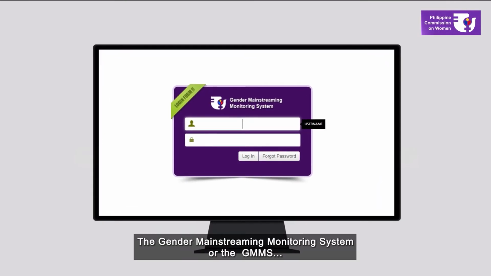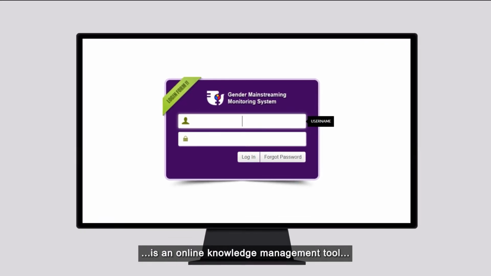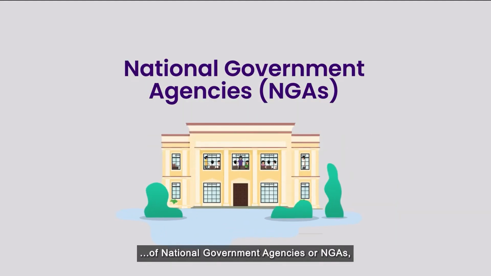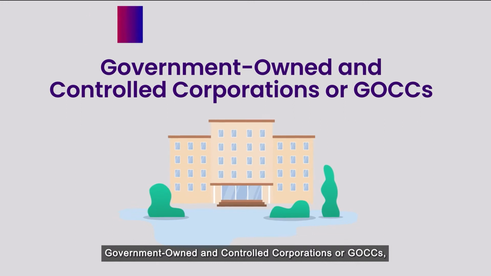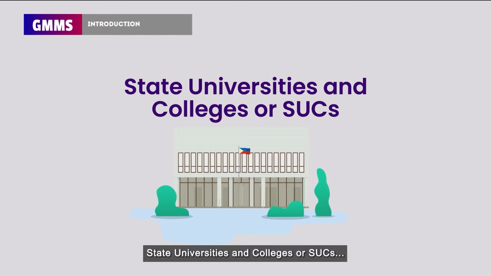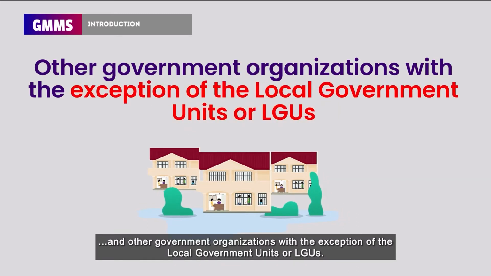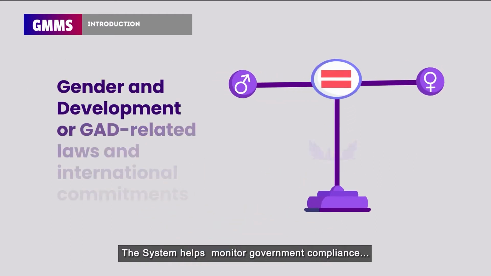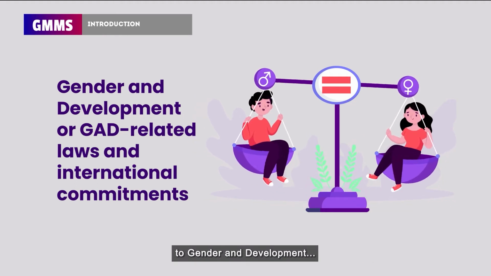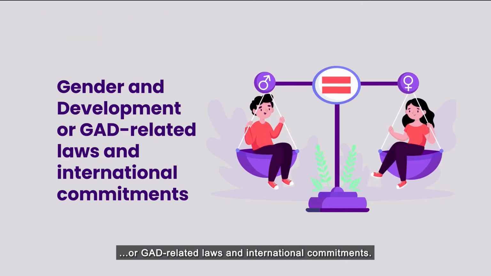The Gender Mainstreaming Monitoring System, or the GMMS, is an online knowledge management tool to monitor the gender mainstreaming efforts of national government agencies, or NGAs, government-owned and controlled corporations, or GOCCs, state universities and colleges, or SUCs, and other government organizations with the exception of the local government units, or LGUs. The system helps monitor government compliance to gender and development or GAD-related laws and international commitments.